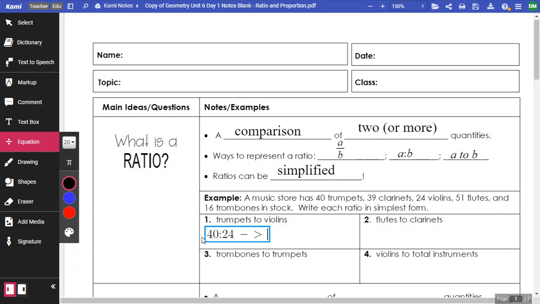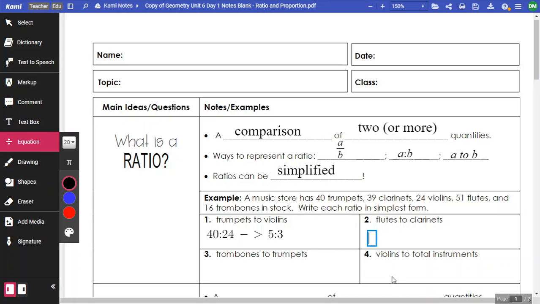So if you look carefully here, we see that 40 can be divided by 8, and 24 can also be divided by 8. So once we divide both of those numbers by 8, we get a new ratio of 5 to 3. And that is our answer there, 5 to 3. Those are both prime numbers, and they cannot be simplified any farther. Okay, let's look at number 2. Number 2, we are looking at flutes to clarinets. So in the box there, go ahead and write down this ratio of flutes to clarinets in simplest form.